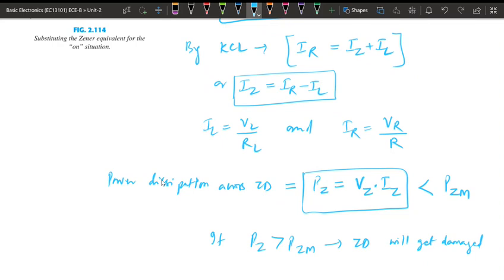Okay, so this is the first case, or the basic analysis of this Zener diode circuit. The next three different cases, we will see in the next class.